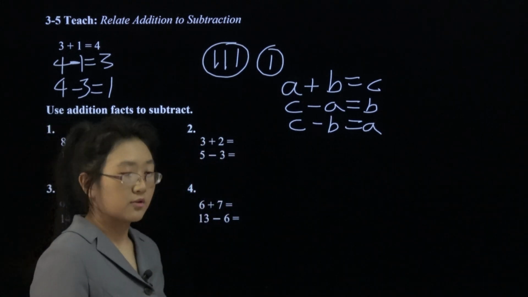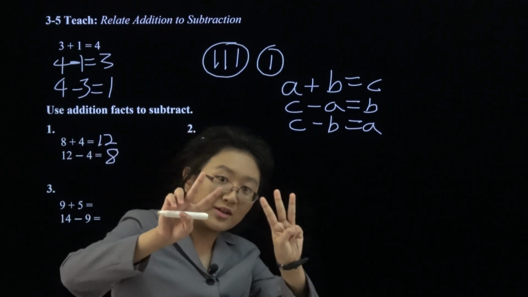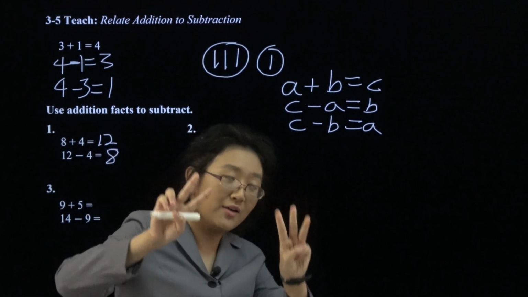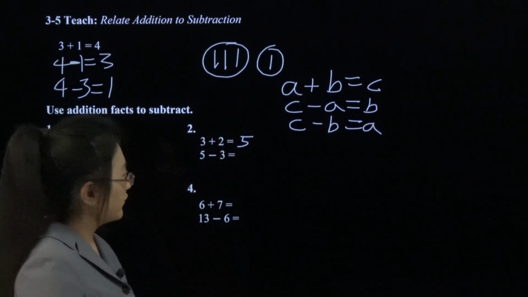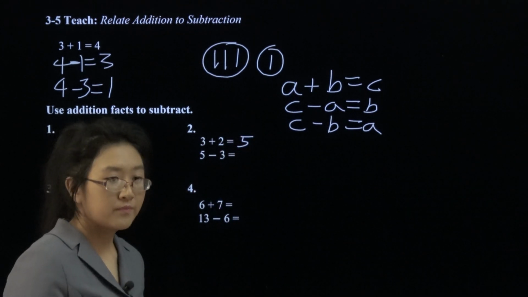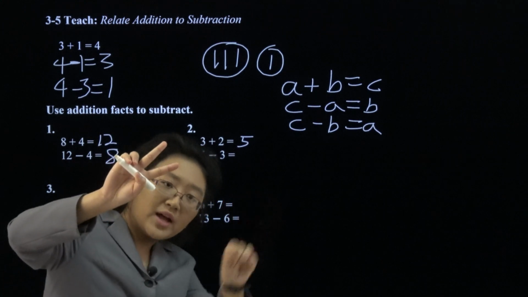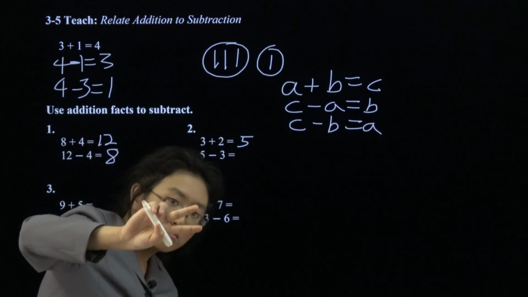Now, question number 2. 3 plus 2. So 3 plus 2 is equal to 1, 2, 3, 4, 5. 5. So what would 5 minus 3 be? Well, you have 5, and then you take out 3. That's just 2.